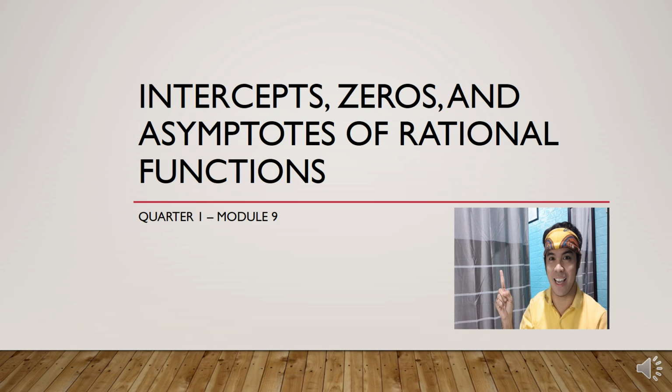To make it easier for us to sketch the graph of a rational function, you must know the intercepts, zeros, and asymptotes. Now, Quarter 1, Module 9, we will discuss the intercepts, zeros, and asymptotes of rational functions.